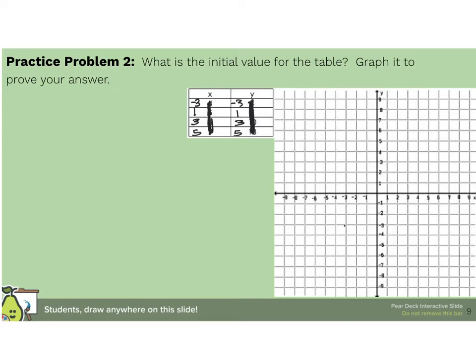All right, practice problem 4. My table's sloppy, but yours will be fixed. I apologize.